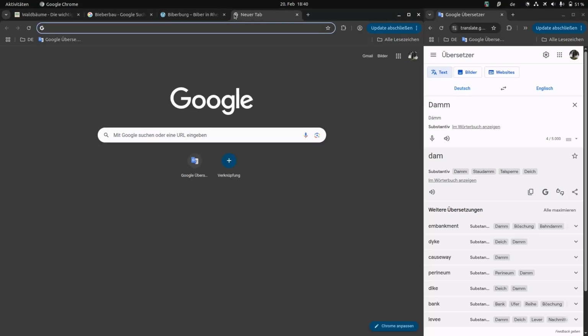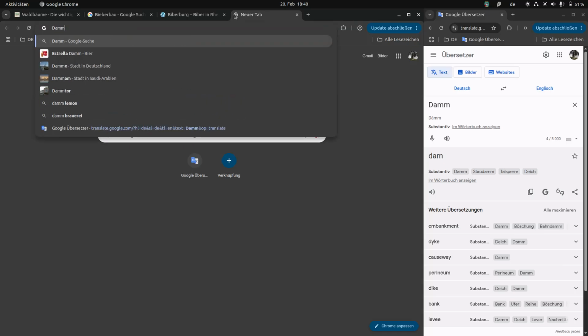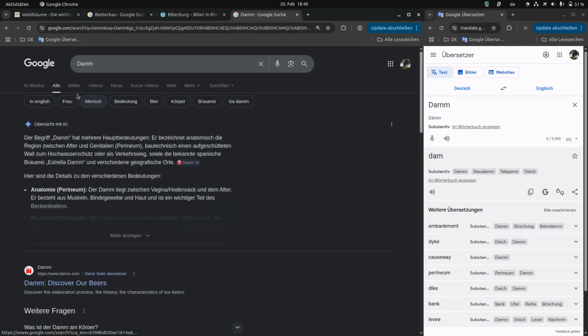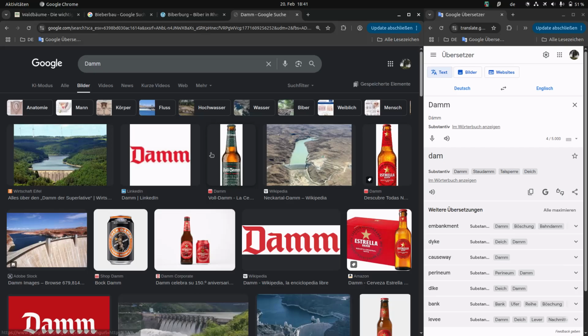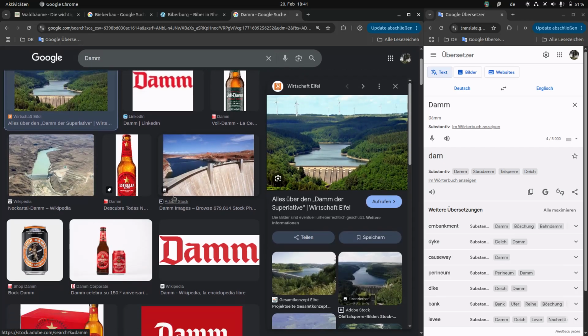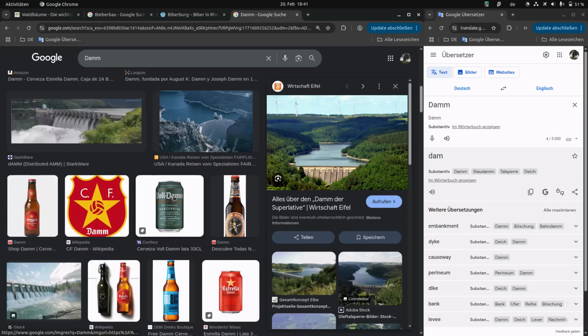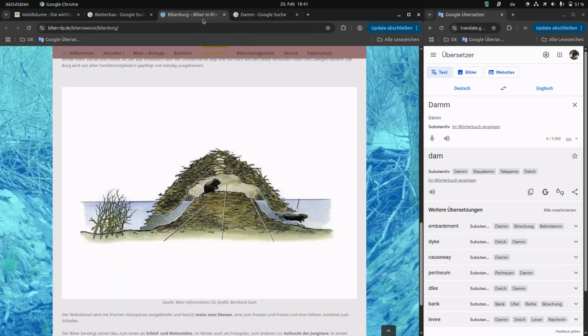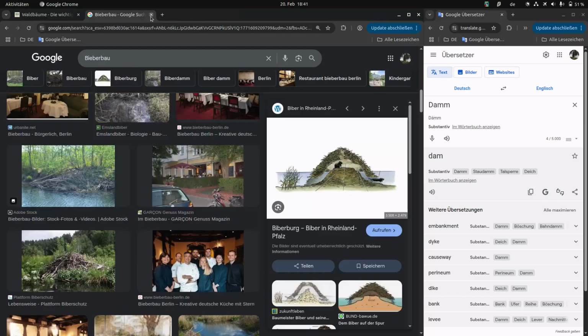Hello. Why is it not reacting? Here. Like this. It usually looks like this, which of course is not applicable to the size of a beaver construction, whatever you want to call it.